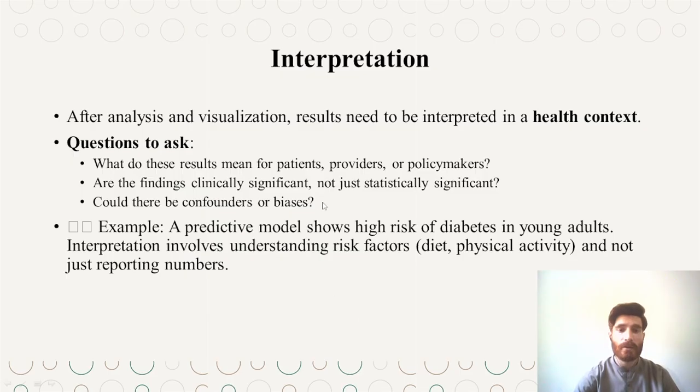We should always write our bias, our study bias, in the results or discussion section. An example is a predictive model that shows high risk of diabetes in young adults. Interpretation involves understanding risk factors and not just reporting numbers.